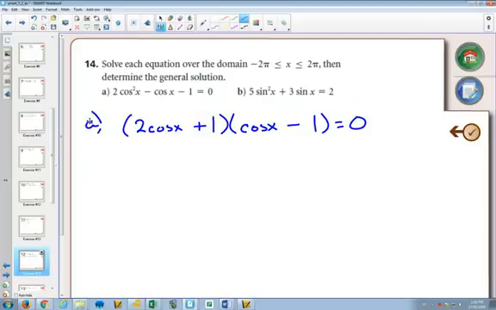Do a quick check every time you factor. Multiply it out to see if it matches. First terms match, the last ones match. The outside and the inside combine to get negative cos. Perfect. Now that we've done that, we know that cos x is either negative a half or cos x is equal to 1.